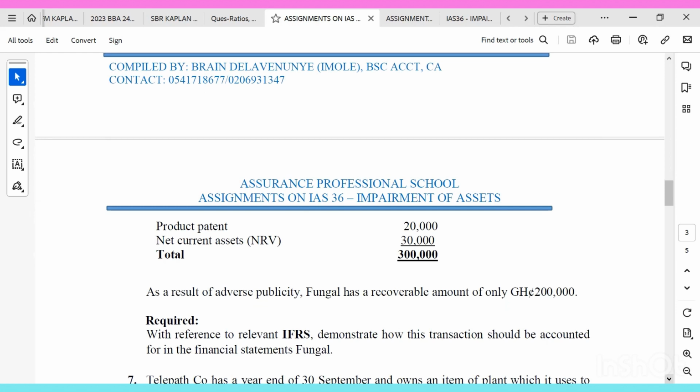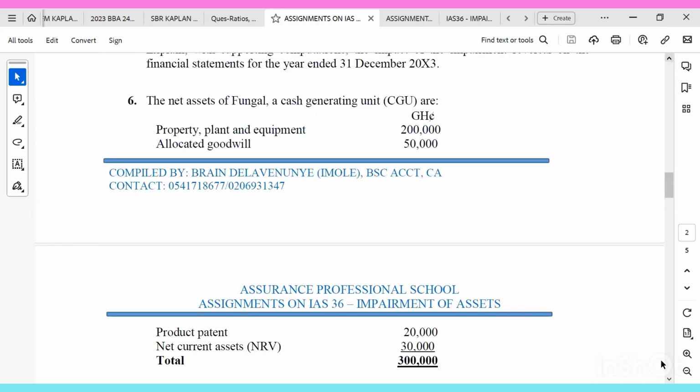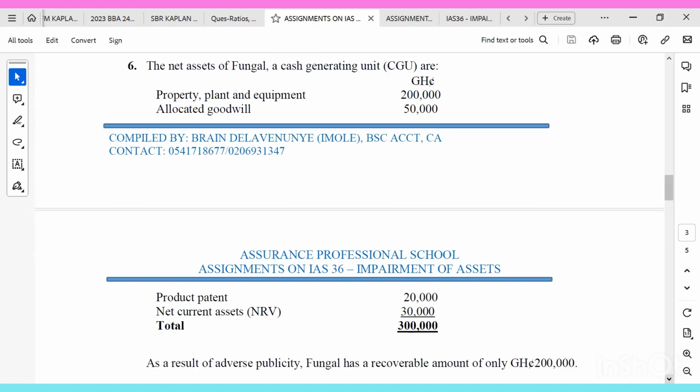Okay, this is very simple. So what is the carrying value of the cash generating units before the impairment test? What is the carrying value? 300,000. Okay. What is the recoverable amount now? 200,000. So there is an impairment of what? 100,000. The impairment of 100,000. So I'm going to use this to explain a lot of things.